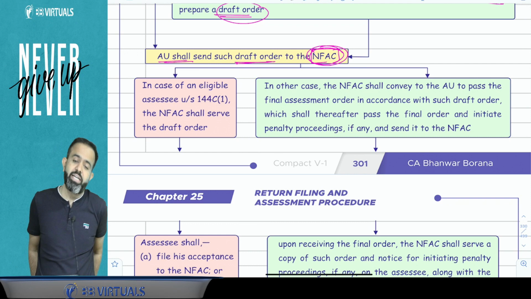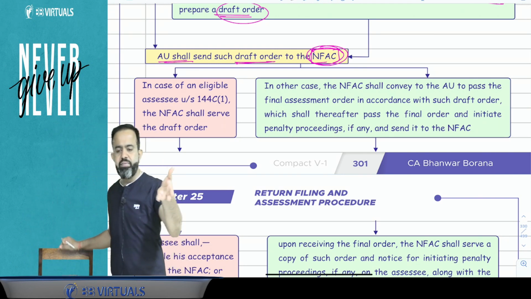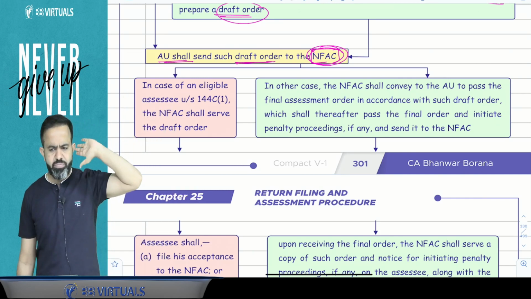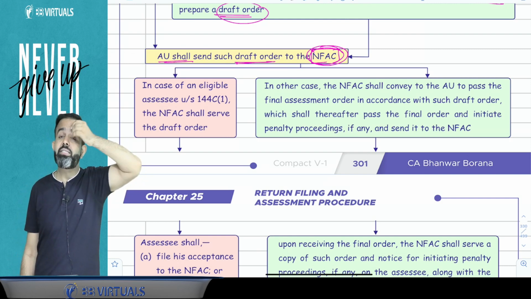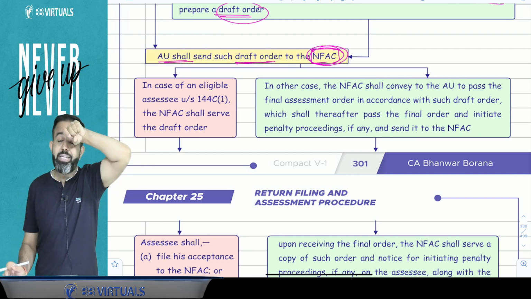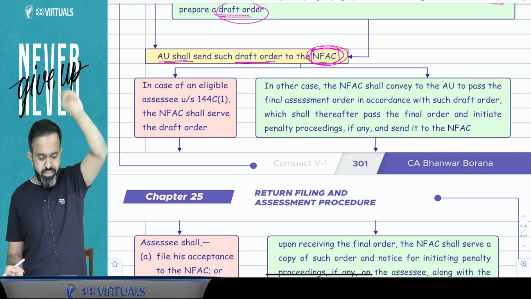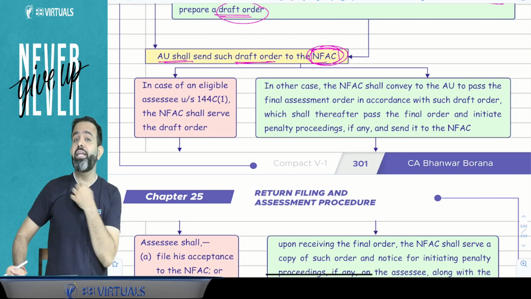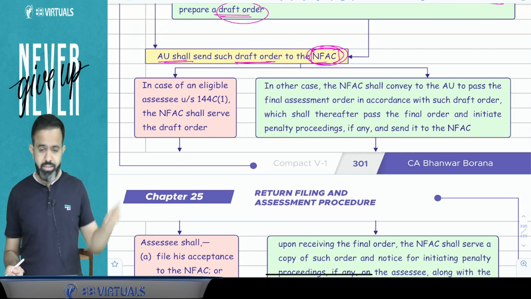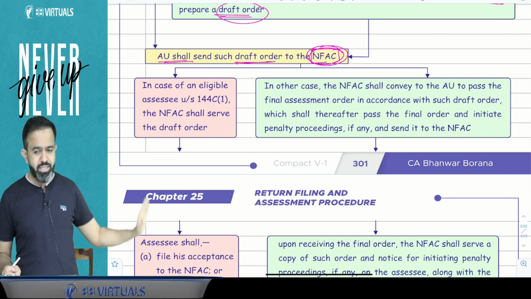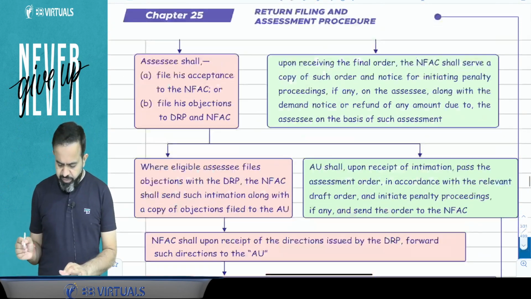Now what will NFAC do with that draft order? There may be two possibilities. One possibility is that directly they will ask the assessment unit to make it the final order. But suppose that assessee is a specified assessee, a DRP assessee, such as a non-resident foreign company where there is any variation, or suppose any assessee's case was transferred to the TPO and the TPO made some adjustment, then that type of assessee falls under section 144C. But otherwise, if it is a normal assessee, then what will happen? First I will discuss this part.